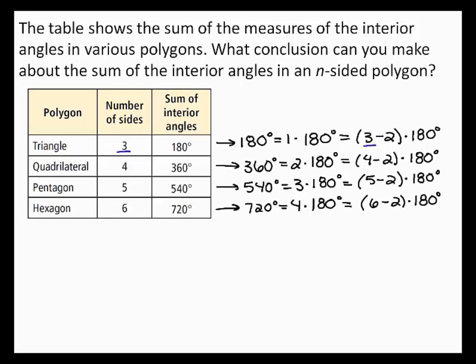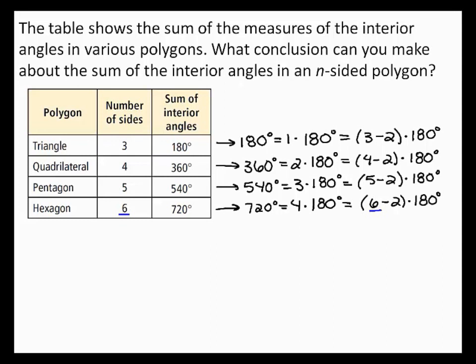The sum of interior angles of a triangle can be written as the quantity 3 minus 2 times 180 degrees. The sum of the interior angles of a quadrilateral can be written as the quantity 4 minus 2 times 180 degrees. The sum of interior angles of a pentagon can be written as the quantity 5 minus 2 times 180 degrees. And the sum of the interior angles of a hexagon can be written as the quantity 6 minus 2 times 180 degrees.